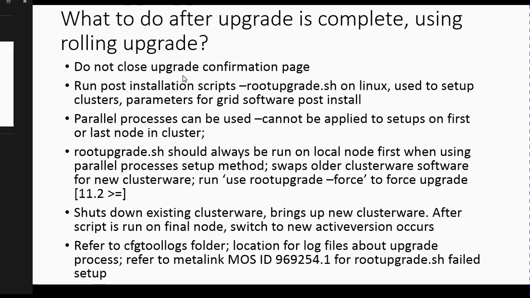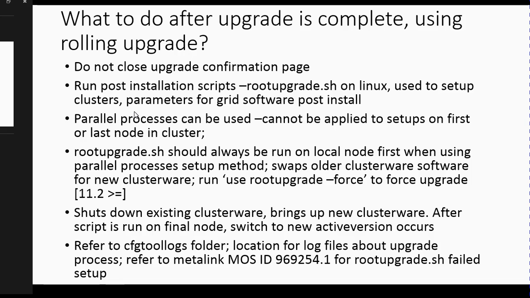There are some post installation scripts that you'll be running on your nodes. What happens is that when you install the release version, you're just installing the software. There still needs to be configuration for the environment, and that's the reason why you run these scripts. So after you successfully perform an upgrade, you have to run the root upgrade.sh if you're on a Linux environment. That's going to configure the cluster, the parameters for the grid software.